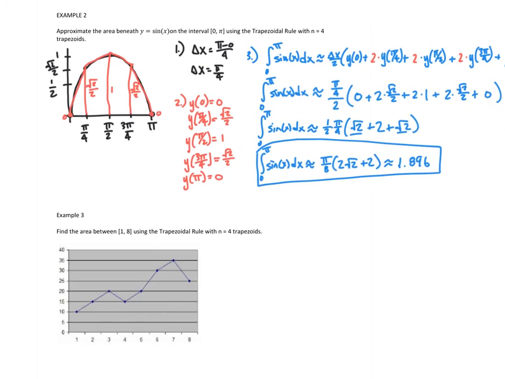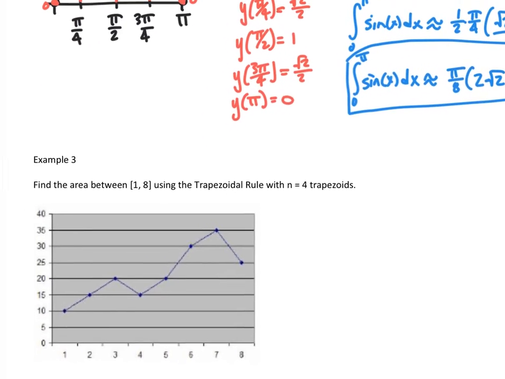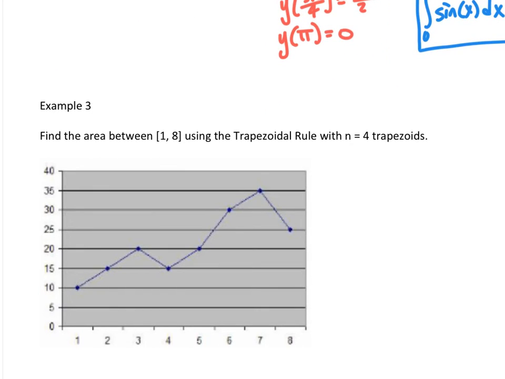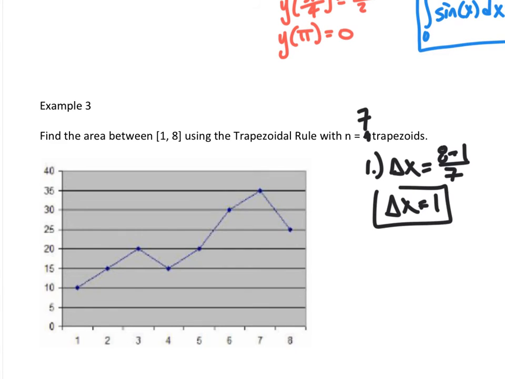So now we've got this next one. In example 3, it wants me to find the area between x equals 1 and 8 using the trapezoidal rule with n equals 4 trapezoids. And let's go ahead and change that to n equals 7 trapezoids to make this a little bit easier on ourselves. So the first thing I want to do is calculate delta x. Number 1, calculate delta x. That's going to give me 8 minus 1 over 7. So delta x is equal to 7 over 7, which is just 1. So delta x is equal to 1.